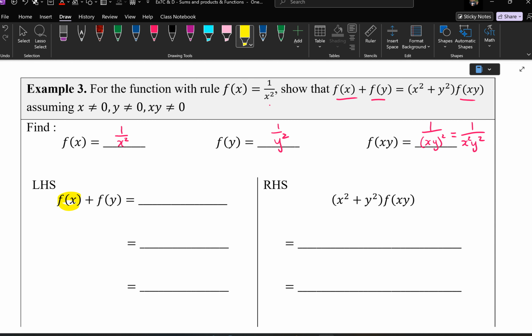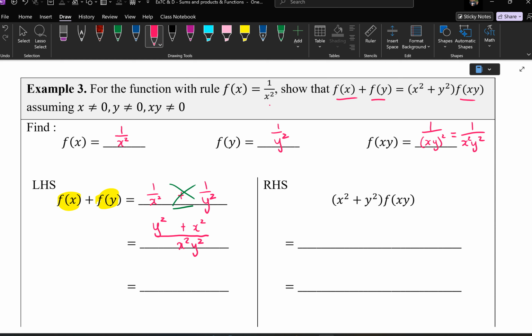They want us to prove that f of x plus f of y, we need to simplify this. So let's write it out. That's 1 on x squared plus 1 on y squared. We've got fractions. To add fractions, you need to make sure same denominators. You can use cross method. Here we go, cross method. That will give you y squared plus x squared all over x squared, y squared. And that should be a hint already.